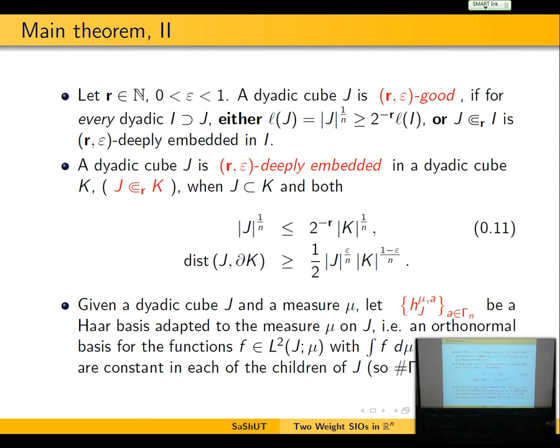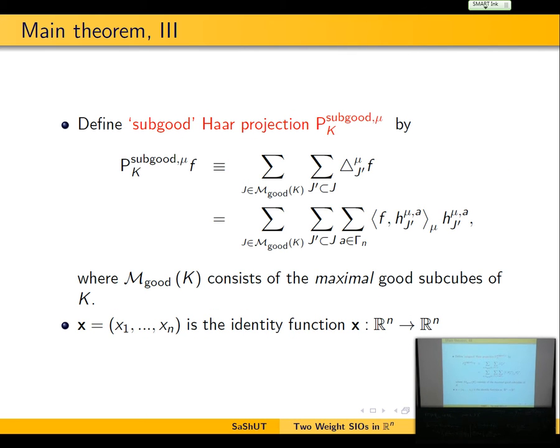But the idea is that you have, on the one hand, orthogonality, and you have a certain telescoping property, which is typical of the martingales. Okay, so we define the so-called SubGood Haar projection, which is the following. For every interval k, you consider the maximal good subcubes of k, and then every guy below that, that is SubGood. And x is going to be the identity function.